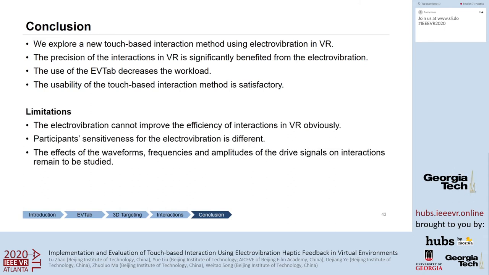There are also certain limitations in our work. For instance, the electrical vibration cannot obviously improve the efficiency of interactions in VR. Besides that, participants' sensitivity to the electrical vibration is different. The effects of different waveforms, frequencies, and amplitudes of electrical vibration drive signals on interaction remain to be studied. Based on our preliminary study of the electrical vibration device in VR, we hope to inspire future researchers and designers to exploit more advantages of this technique to enhance interaction and user experience in VR systems.